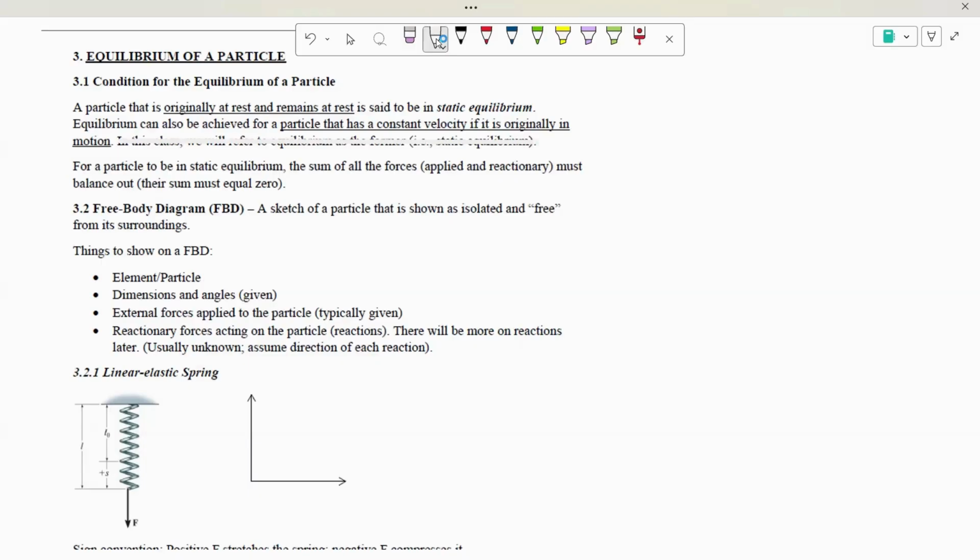So for a particle to be in static equilibrium, the sum of all forces applied at the particle must balance out. In other words, their sum must equal zero.